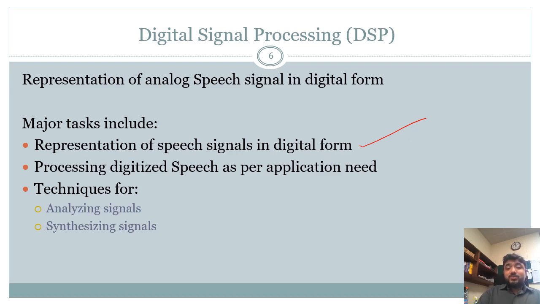Then we need to come up with ways of processing digitized speech as per application needs. So for example, you want to detect all the vowels in a recording, or you want to separate out between human speech versus silence, or speech versus noise, or speech versus music, or you want to separate between vowels and, say, consonants. So all of that are application needs, and we would be coming up with digital signal processing methodologies to be able to do those tasks.